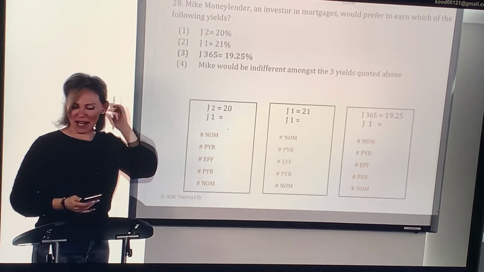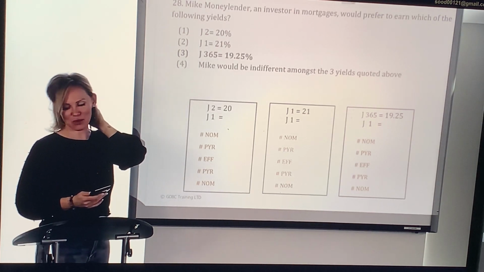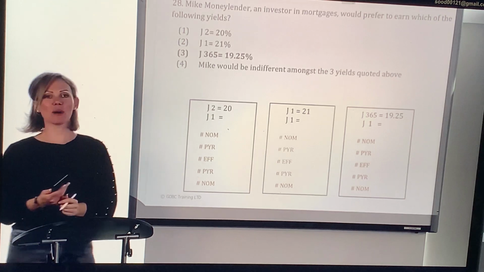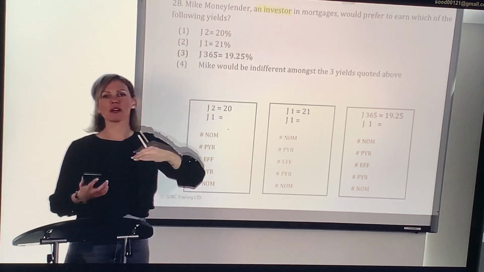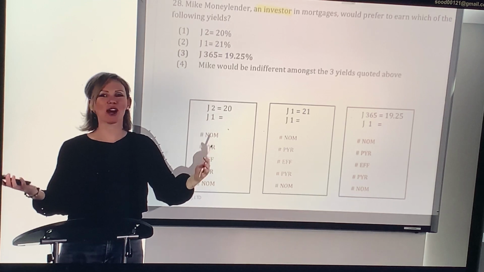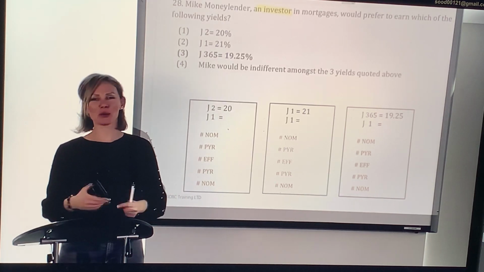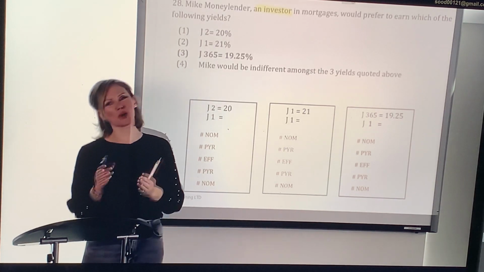28. Mike, investor in mortgages, would prefer to earn which of the following yields? Who is Mike? This is the question. He is the investor. As an investor, you want to make more money or less money? Stupid question, but you know you want to make more money. As a lender, you want to make more money. As an investor, you want to make money. As a borrower, you want to pay less.